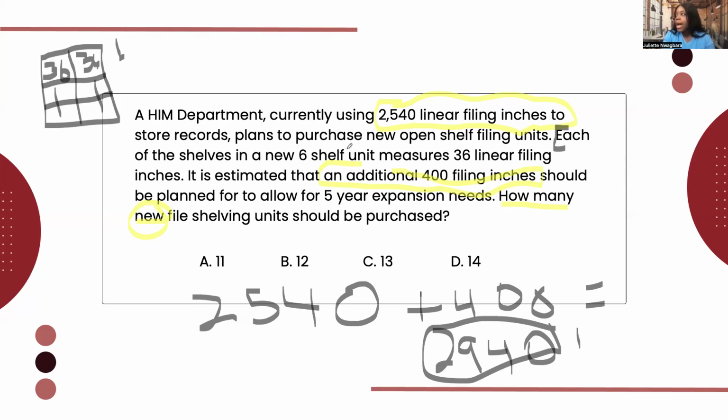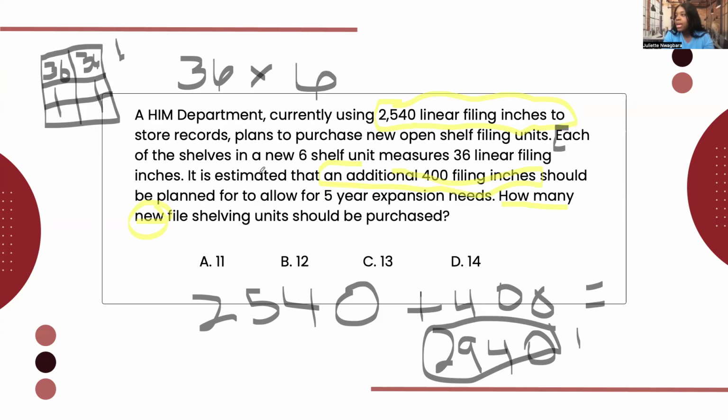Okay. So now I need to figure out how many new shelving units I should purchase. In order to understand that, I need a calculation to understand how much shelving I have available. So in this 6-area unit here, how many inches is that going to represent? To get this number, I'm going to have to multiply 36, which is how much it is for one little space right here, by 6.